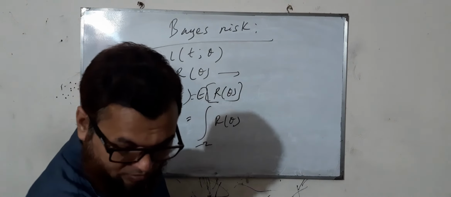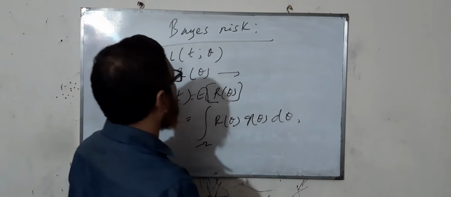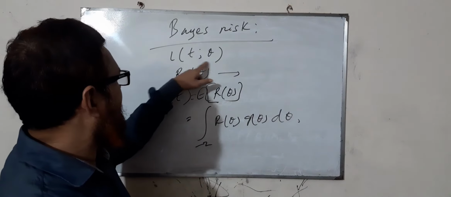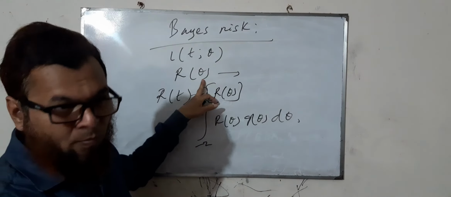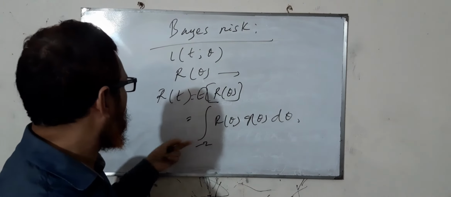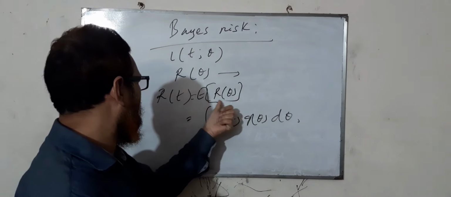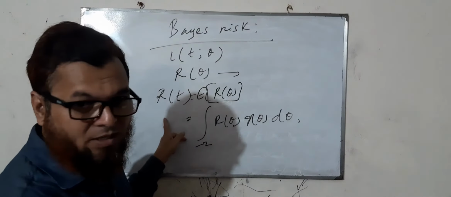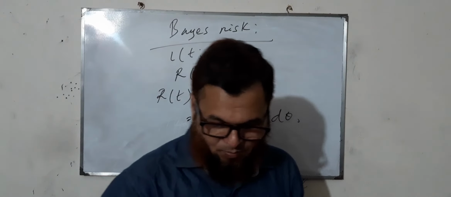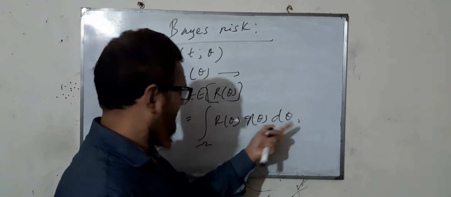Let L(T, theta) be the loss function of theta and R(theta) be the risk function. Then Bayes risk is the expected value of the risk function. It is denoted by R(T) and is defined by R(T) equal to the expectation of R(theta).